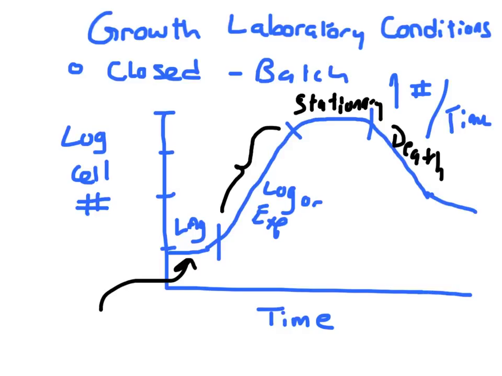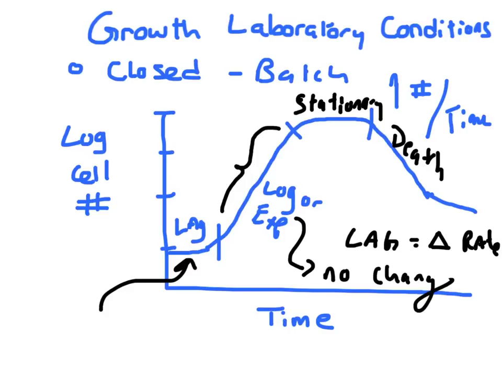So during lag phase, we get a change in rate of growth, which means rate of cell division. During the log or the exponential, no change. During stationary, we're going to basically go to 0.